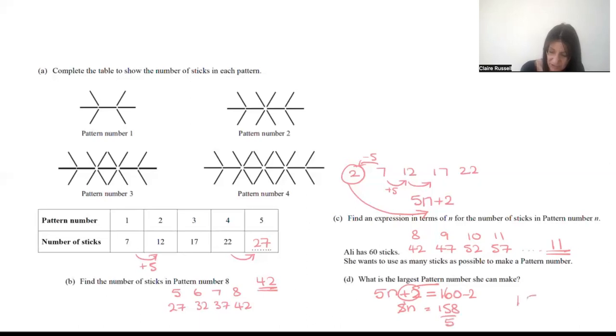Now, if it's on a non-calculator, which it could very well be, you just use your bus shelter. 5s into 1 don't go. 5s into 15 go 3. 5s into 8 go 1, and with 3 left over. And you could start doing this, but there's really no point, because it needs to be a whole number. What's the biggest pattern? 31. There might be a couple of sticks left over, but it's certainly not enough to make the next pattern number. So I don't really need to know the remainder. I just need to know the whole number, and it's 31, had the question been 160, which it wasn't anyway.